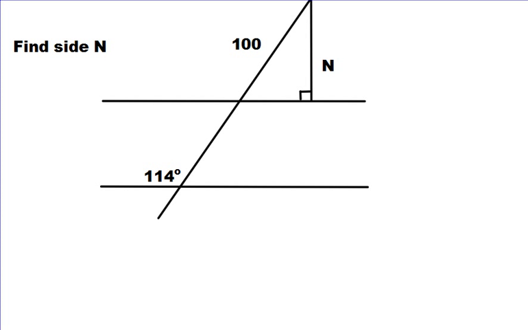In this last example, you're finding side N. Now it looks a little different because we don't have any angle measurements listed for you, but you will have to fill in those missing angles in order to solve for side N.